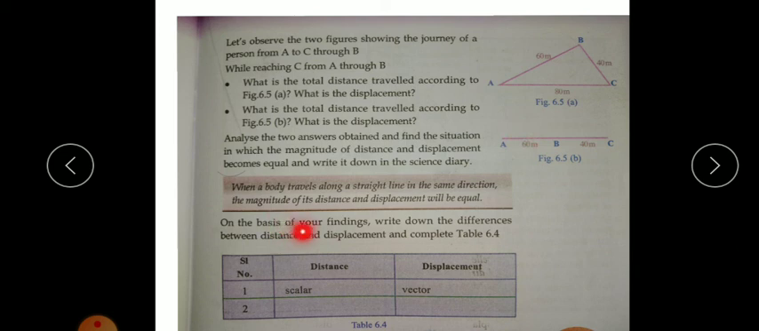On the basis of your findings, write down the differences between distance and displacement. So you have to write the difference between distance and displacement. One is given: distance is a scalar quantity, displacement is a vector quantity. The remaining you should write.